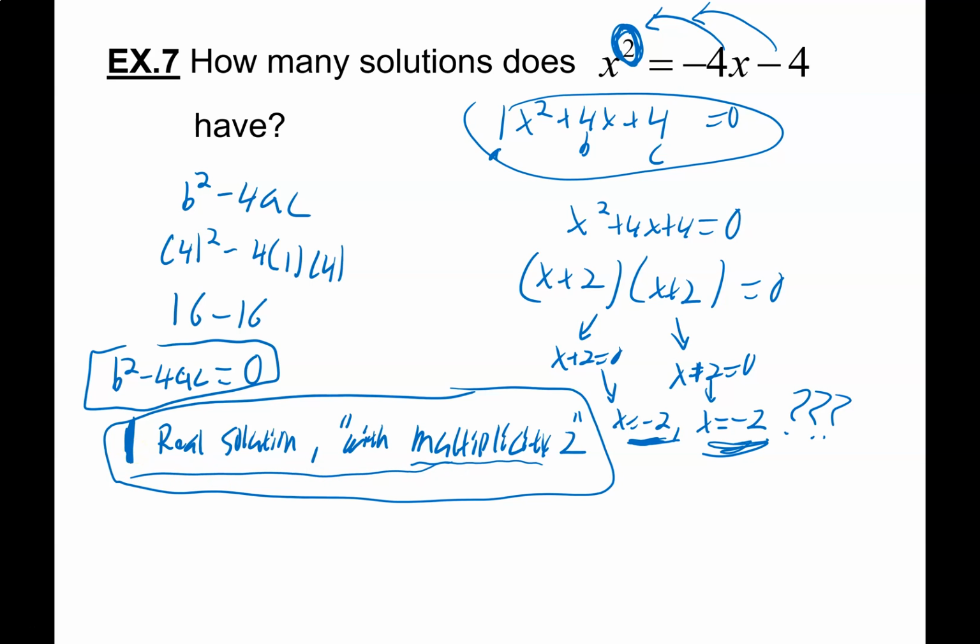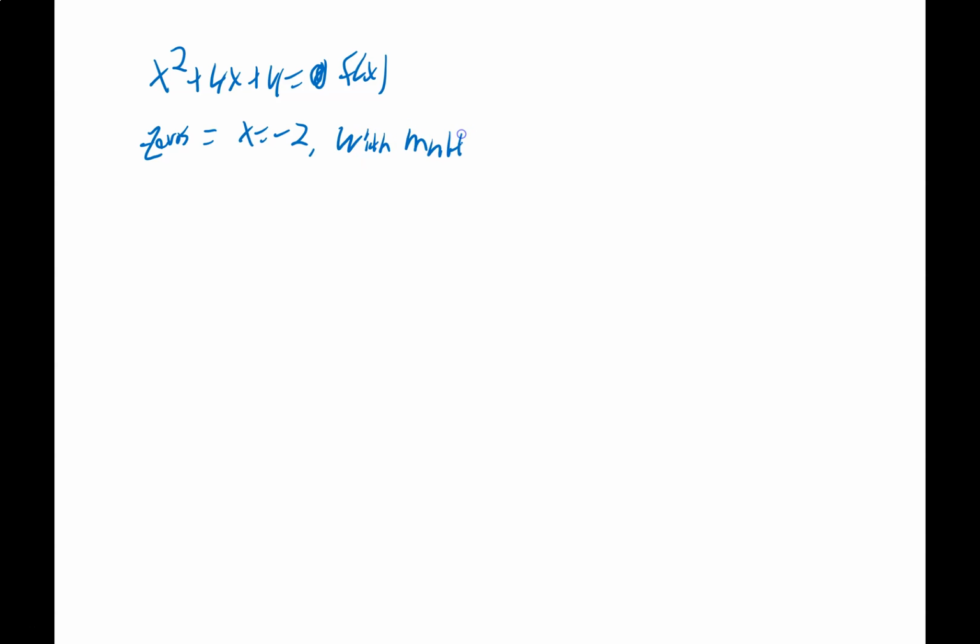Now you might say, okay, let's take this to the next level. So let's say it was x squared plus 4x plus 4 equals 0, and let's say I just called it f of x. Again, we said our zeros were that I got x equals -2 with multiplicity 2.